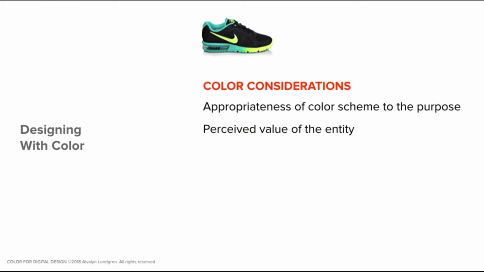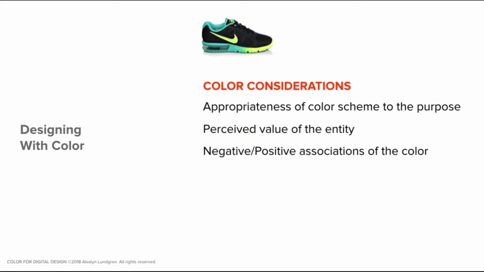High-end products are going to have different types of color schemes than lower-end products. You'll notice that higher-end products might tend to be more subdued in color. They'll use more neutrals, they'll use more grays and toned colors. Lower-end products will very often be more saturated in use of color. So color can set the value of a product in the eyes of the consumer.